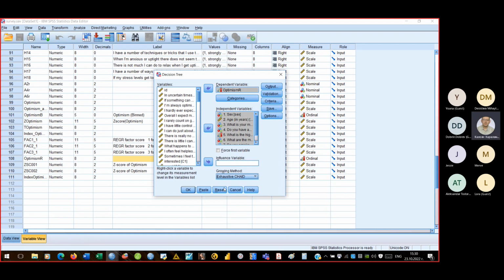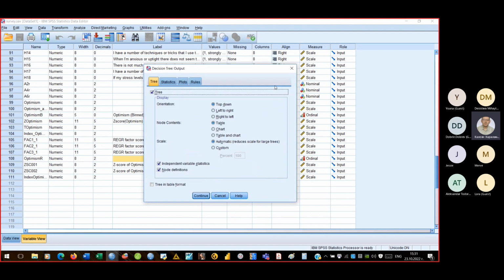And now we analyze relation. So I will choose CHAID, and as I said, exhaustive CHAID is more precise than just CHAID. So I will choose exhaustive CHAID. After that, I will press this button, output, and here I will want to see tables and charts, not only tables and not only charts. And I will choose scale 100%.